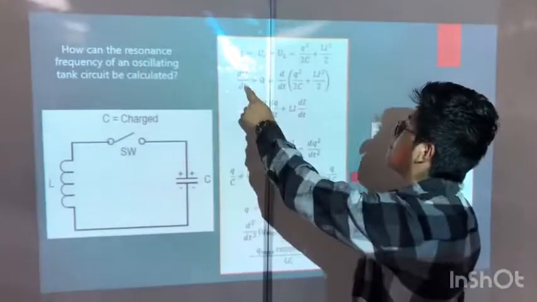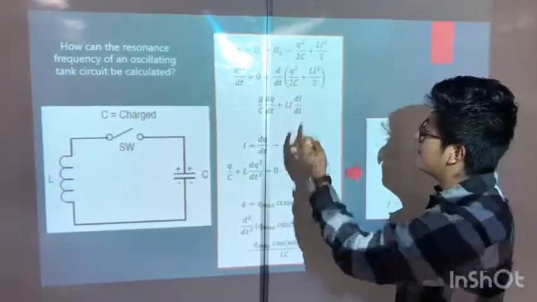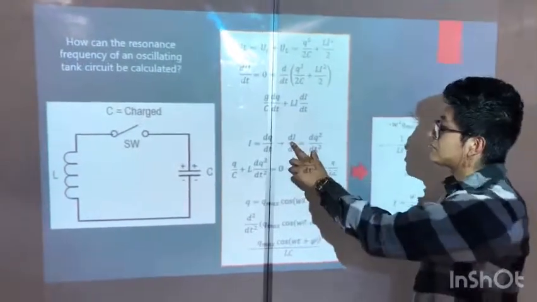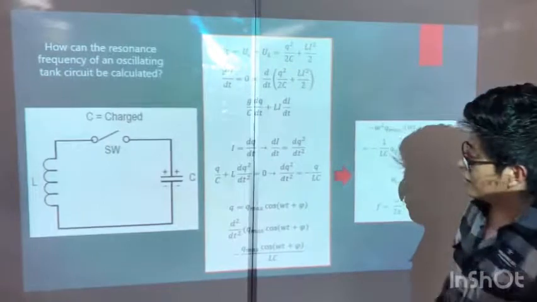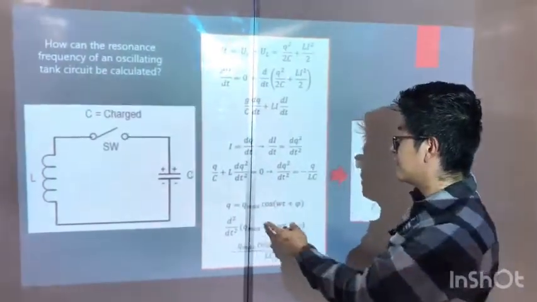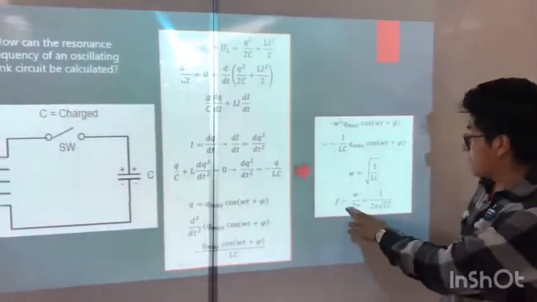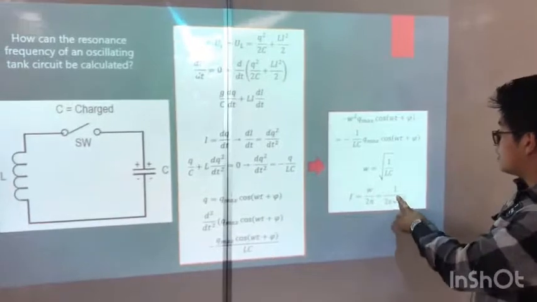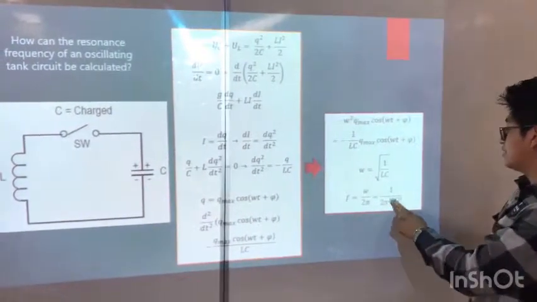Differentiate the energy by time and replace, where we differentiate a second time by time, and we also need the general charge and differentiate by time. The expression finally is that the frequency is 1 over 2π square root of LC.